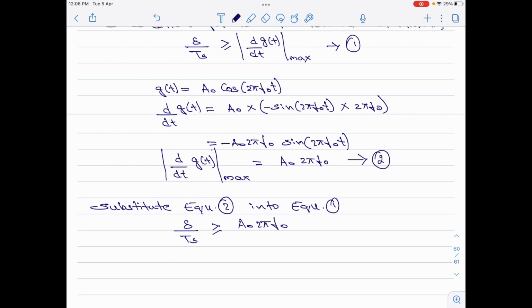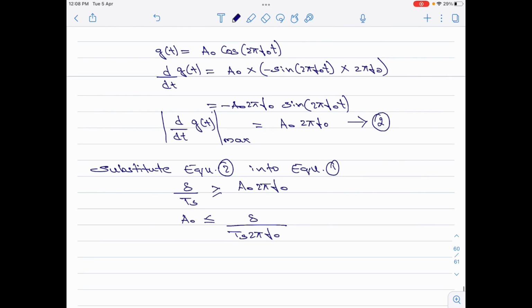Rewriting the equation for A naught, we get A naught is less than or equal to delta divided by Ts into 2 pi f naught. We know that Ts is equal to 1 divided by Fs. So the equation reduces to delta Fs divided by 2 pi f naught. Since we are asked to find the maximum value of the amplitude A naught, the less than or equal to symbol has to be replaced by equal to symbol.